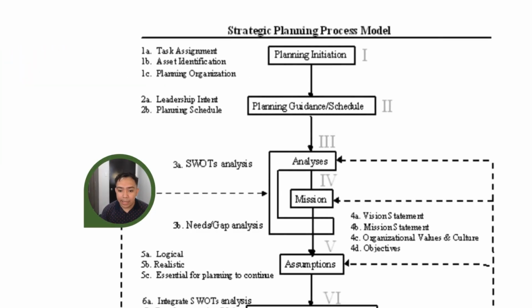Just like I said, in the analysis phase, we do SWOT analysis first. As you see in the framework, SWOT analysis is there. But then we skip a phase, which is mission, which we're going to talk about next, and then come back to phase 3 again with the needs gap analysis. So phase 3 and phase 4 are interrelated. Phase 4 is found in between, sandwiched between two parts of phase 3.